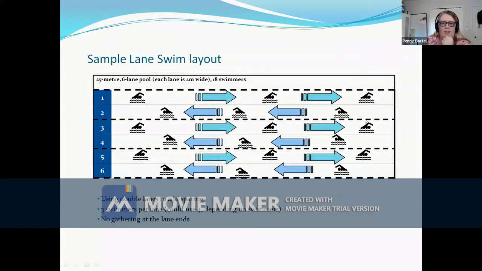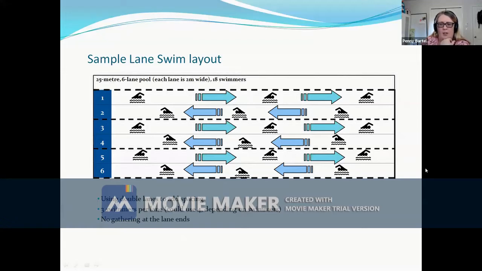Some pools have different sized lane markers, so if there's a way to do that, that's also up to the pool, how they want to set it up to a certain extent, but you guys can confirm that.